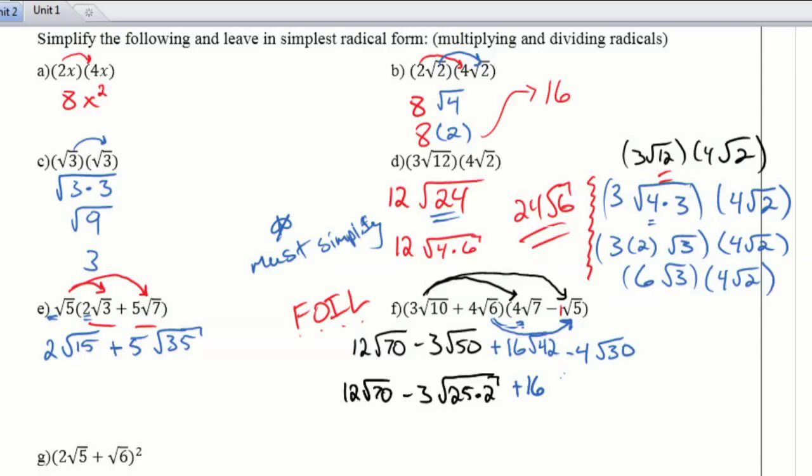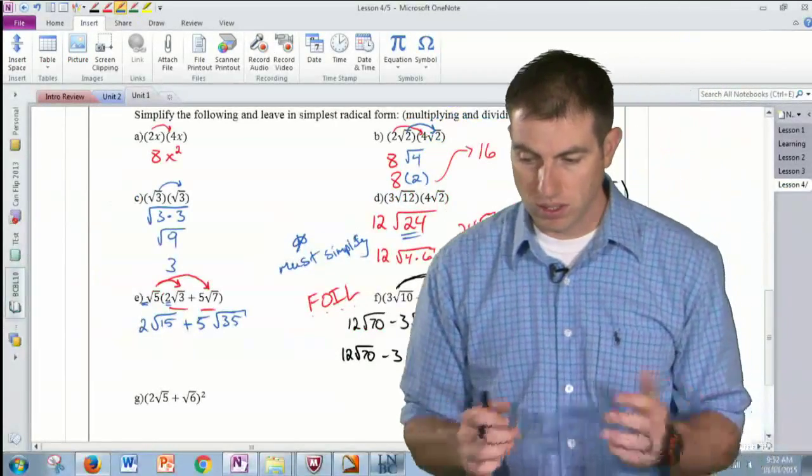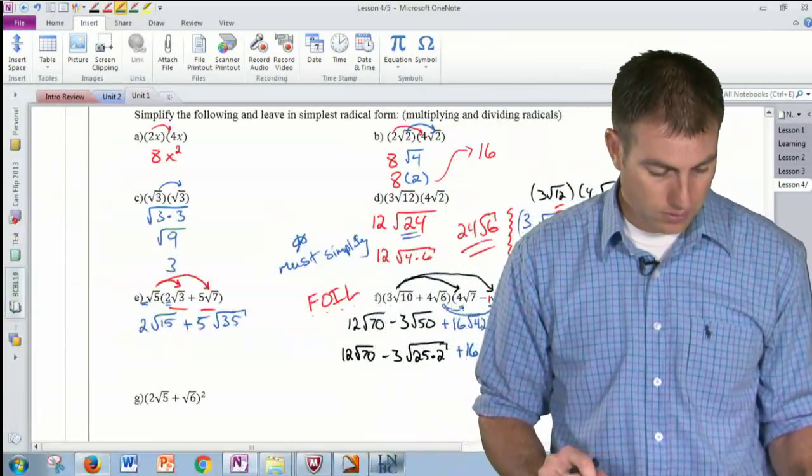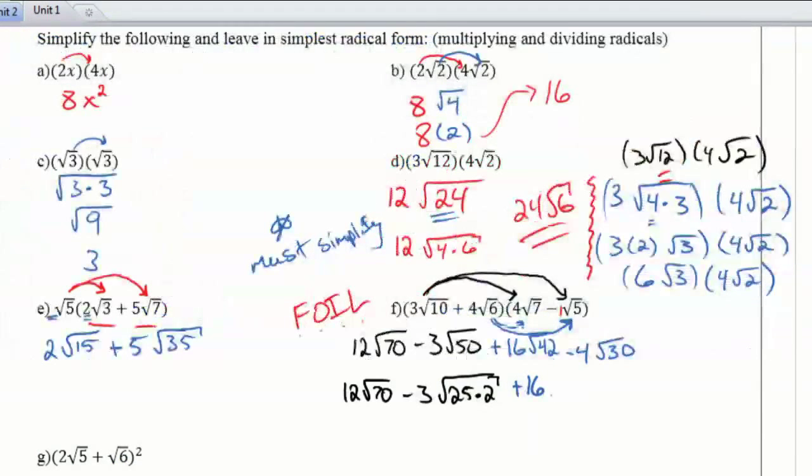42. What's the largest perfect square that goes into 42? If I divide it by 4, I get 10 and a half. 42 divided by 9, that doesn't work. 42 divided by 36, that doesn't work. So it doesn't look like there's any perfect squares that go into 42. So I just leave it as square root of 42.